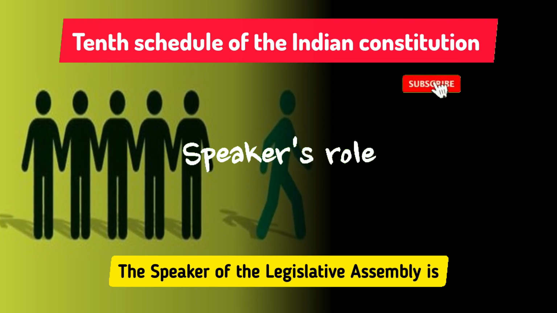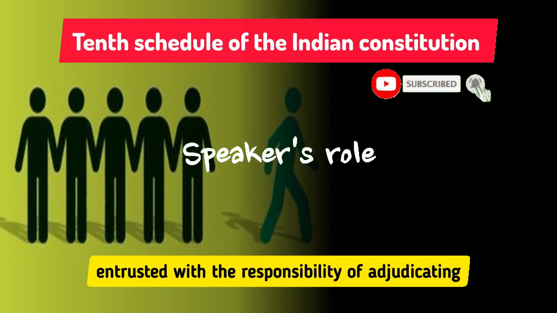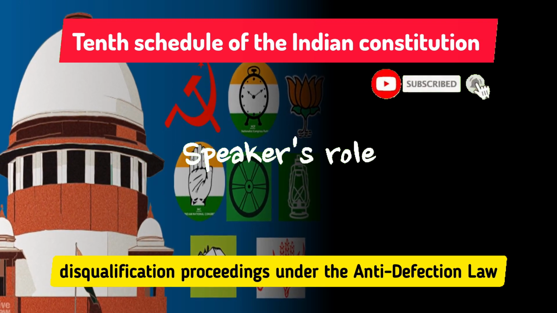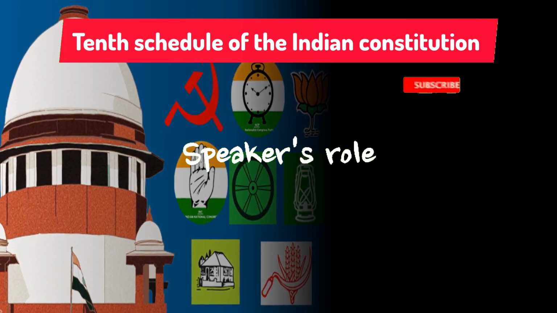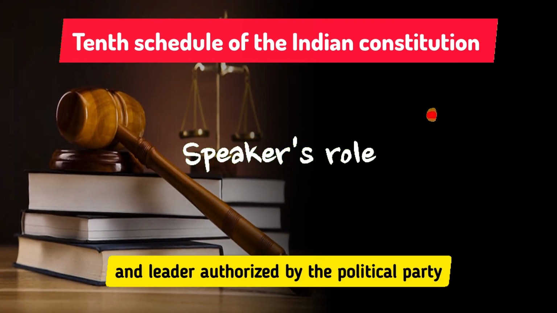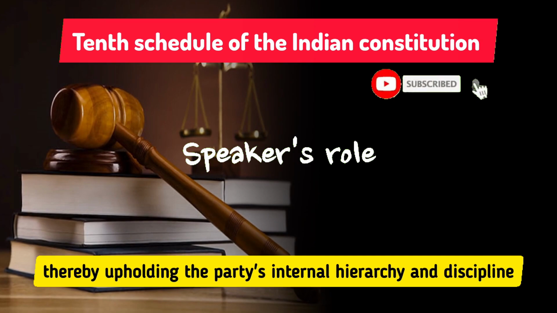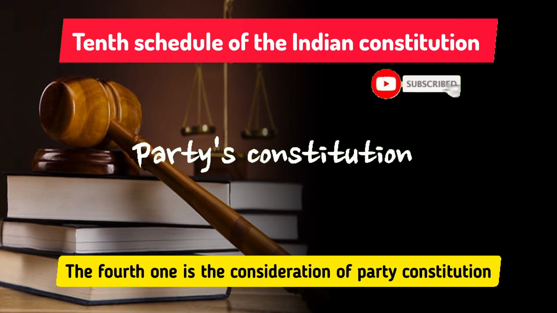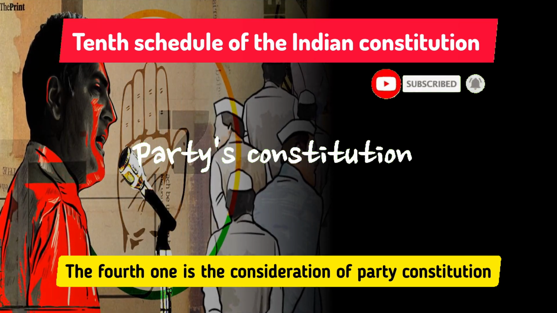The Speaker of the Legislative Assembly is entrusted with the responsibility of adjudicating disqualification proceedings under the Anti-Defection Law. It is the Speaker's prerogative to recognize the whip and leader authorized by the political party, thereby upholding the party's internal hierarchy and discipline. The fourth one is the consideration of party constitution.